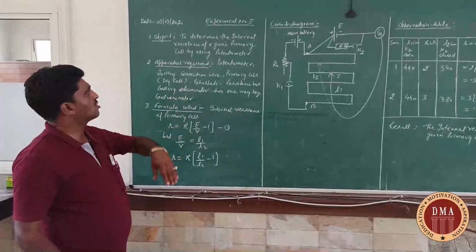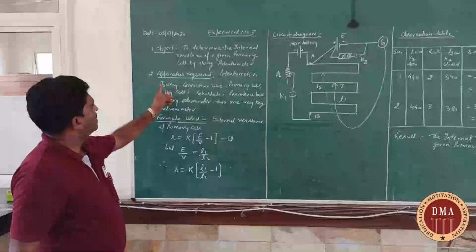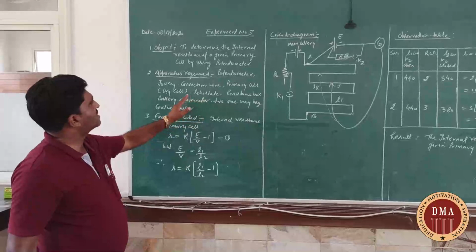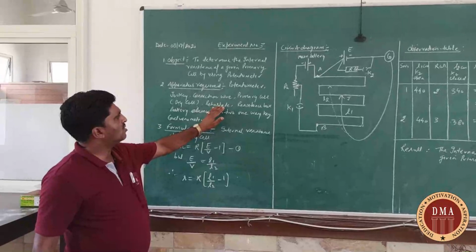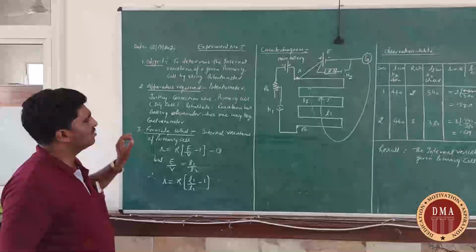In this experiment, we need the following apparatus: potentiometer, jockey, connecting wires, primary cells, say dry cell or Leclanche cell, and you can also use the Daniell cell, rheostat, which is also known as variable resistance box, battery eliminator, two one-way keys, and a galvanometer used to detect the null point of the circuit.